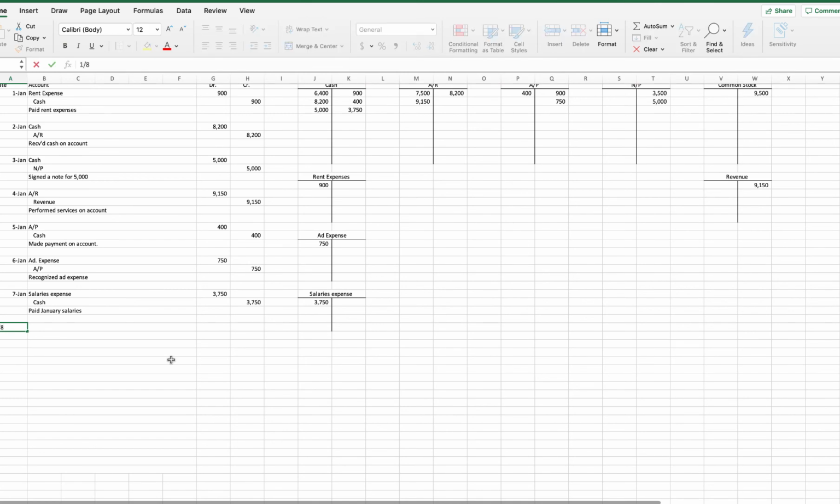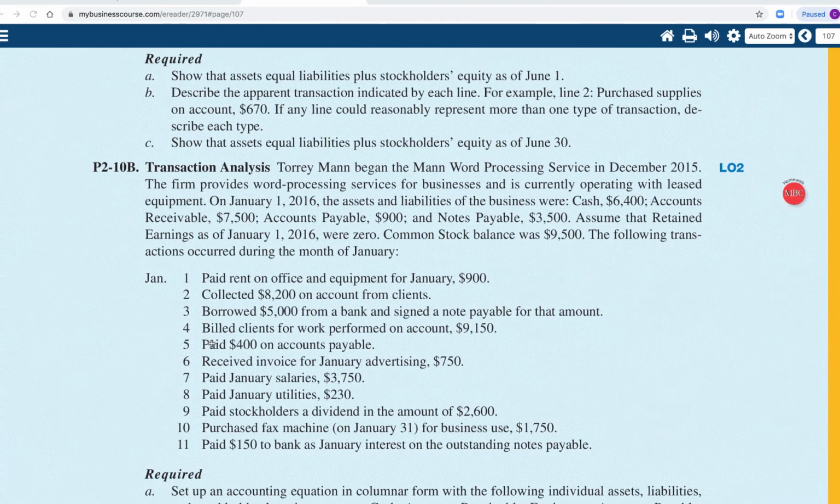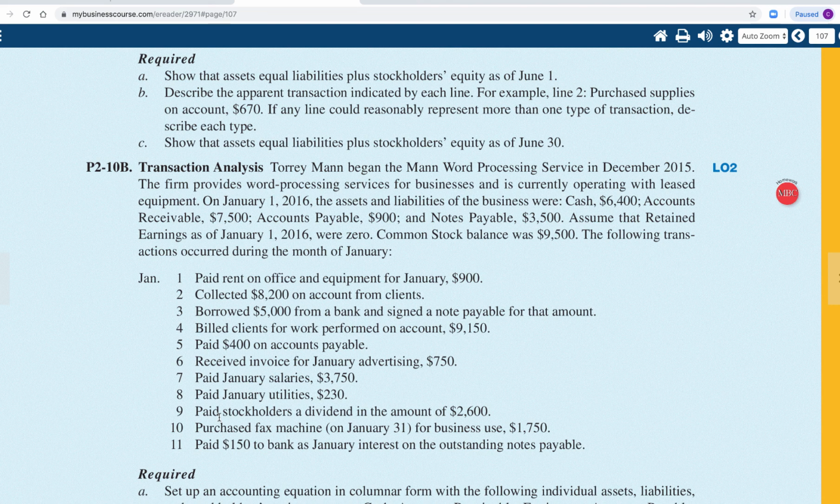1/8. Well, what did I do on 1/8? I don't know. Let's go find out. On 1/8, I paid January utilities, $320. This is identical to what we just did. Paid cash for utilities. Well, we burned an asset or we used up an asset, so we have an expense.